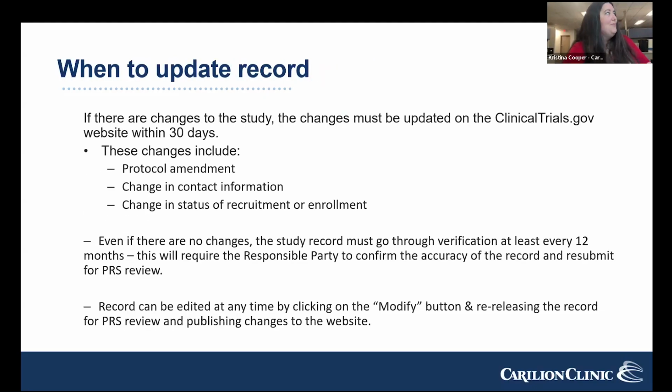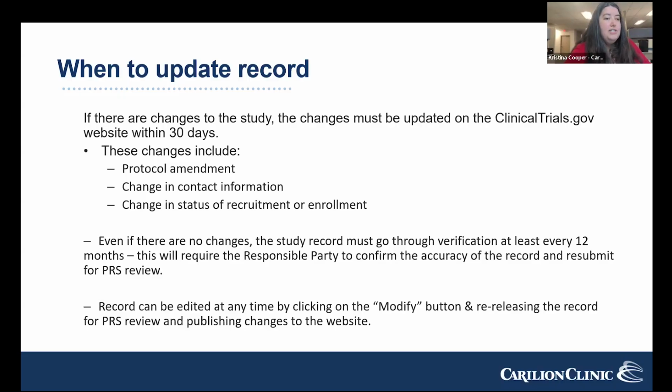When you need to update your record, you need to do it within 30 days of any change. So if you have a protocol amendment, or a change in contact information, say you had a coordinator and the coordinator has left, you need to put in the new information so people can reach out to you. And then changes in recruitment or enrollment, again, that's pretty specific, and that's what is utilized as far as reporting results goes.